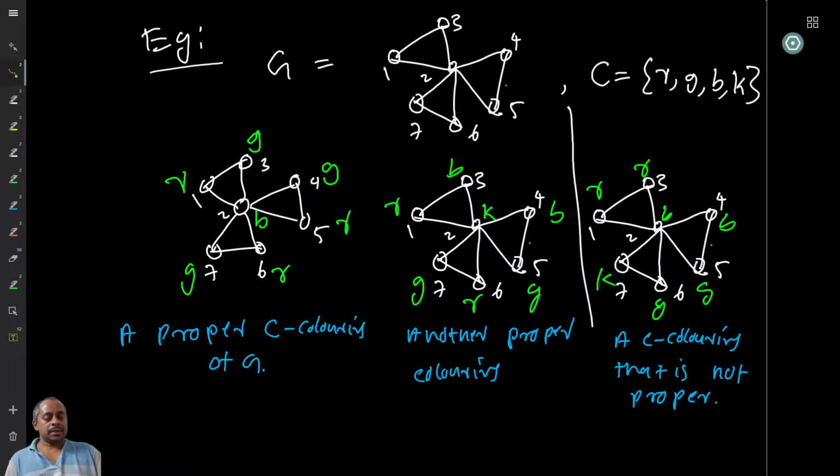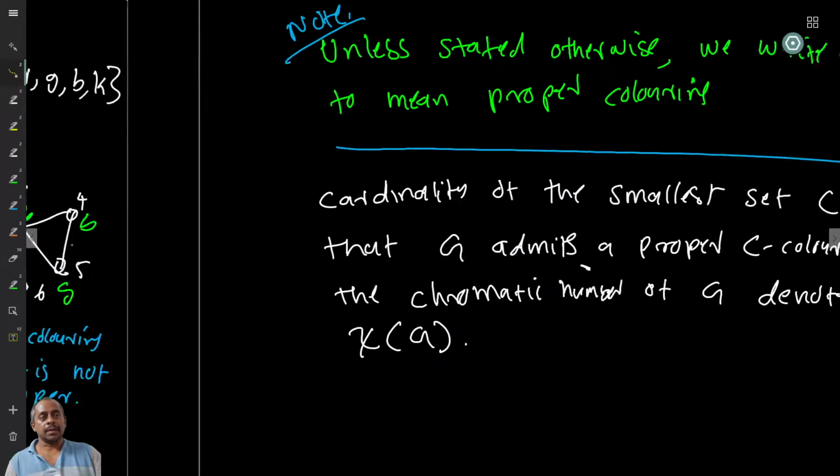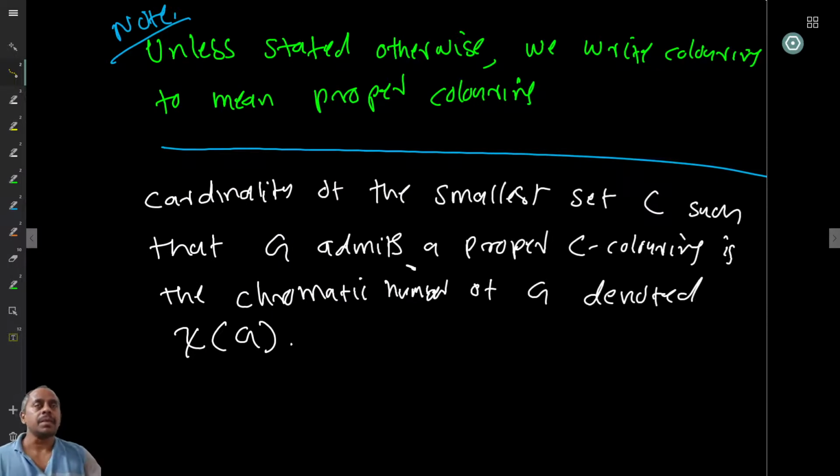So we have all kinds of colorings, and we can look and see which are the ones which are proper. And then we can ask, can we count the number of proper colorings? We can ask what is the minimum number of colors that will give a proper coloring. These are the interesting questions we will look at in graph coloring. Again, as I mentioned before, unless stated otherwise, when I write coloring, it is proper.